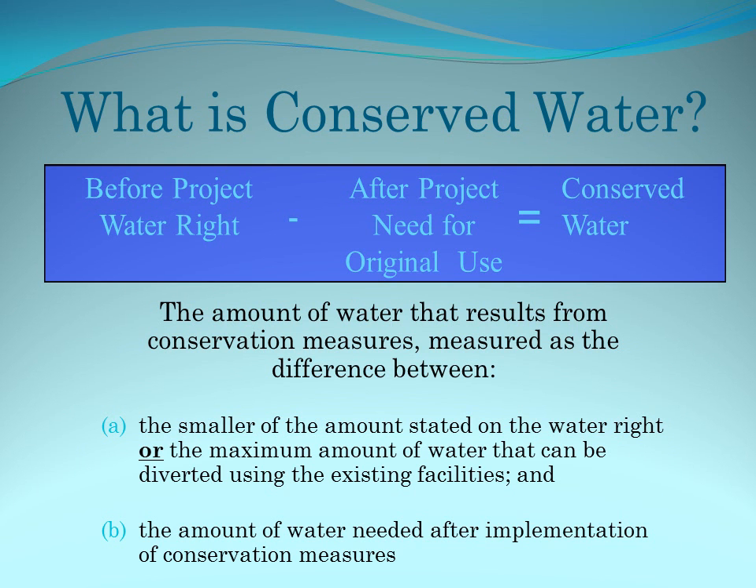So what exactly is conserved water? It is the amount that results from implemented conservation measures. It is the difference between the smaller of the amount stated on the water right, or the maximum amount of water that can be diverted using the existing facilities, and the amount of water needed after implementation of the conservation measures.